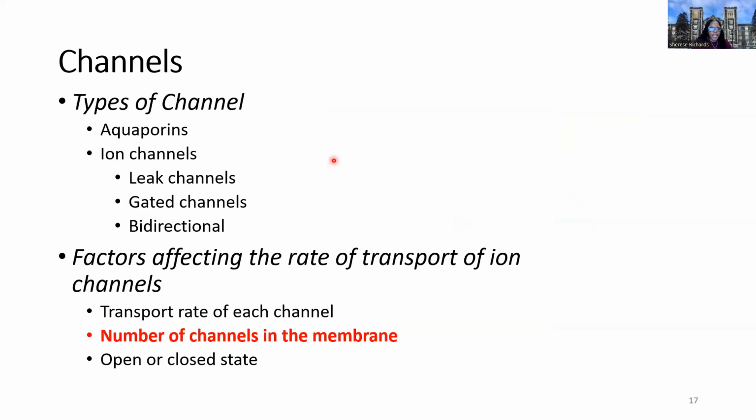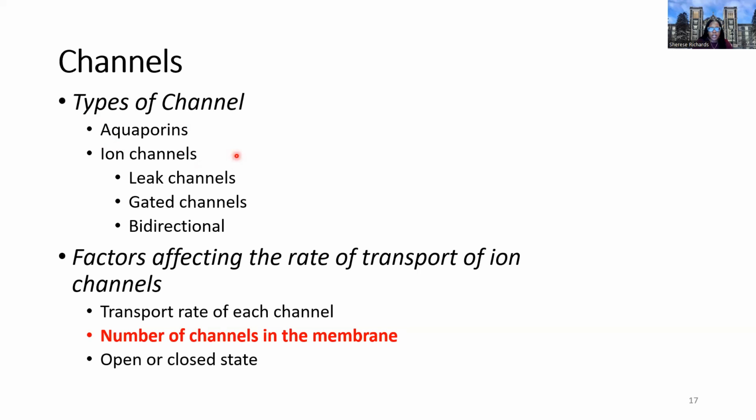The different types of channels are aquaporins. So aquaporins are channels that allow only water to go through the membrane. Again, water is a polar substance, so it's not going to be able to exist in the phospholipid bilayer. So it will require, for the most part, aquaporin channels to be able to go through the membrane.